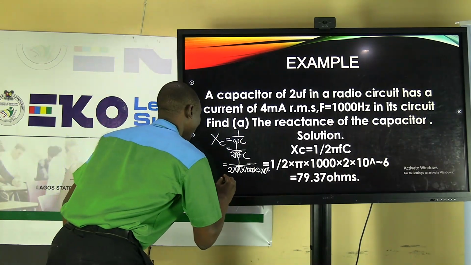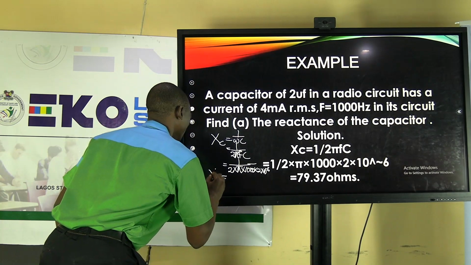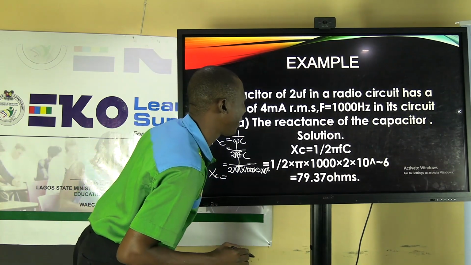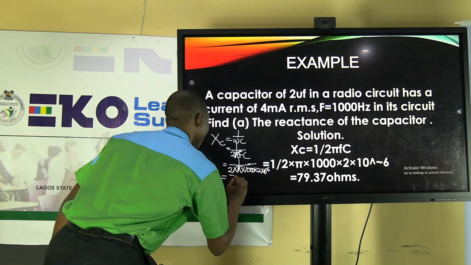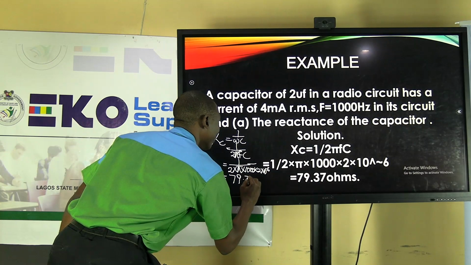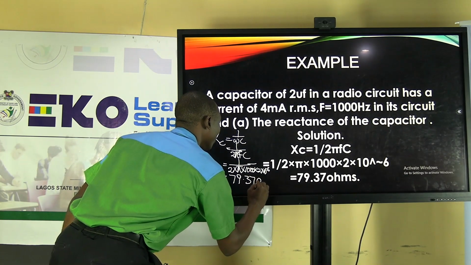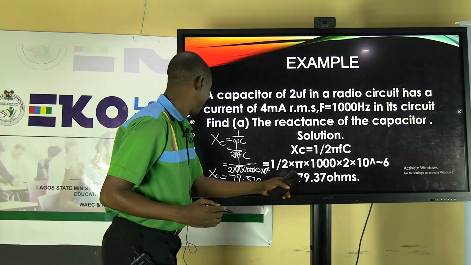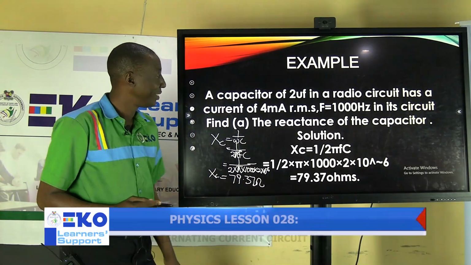When you do it, at the end of the day, you have your reactance of a capacitor, or capacitive reactance, equals 79.37 ohms. Put the symbol there, 79.37 ohms. That's the answer.